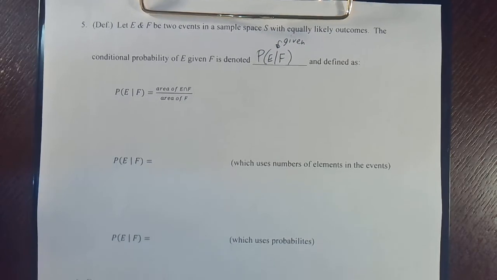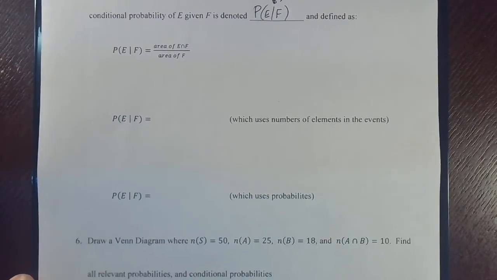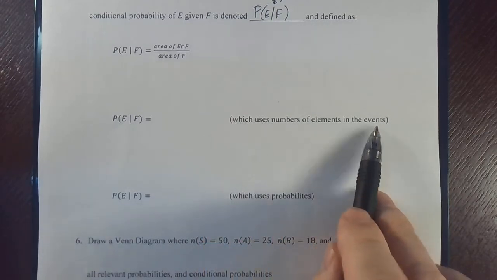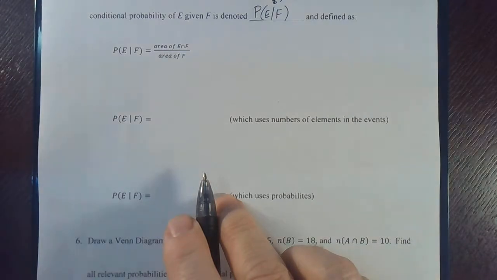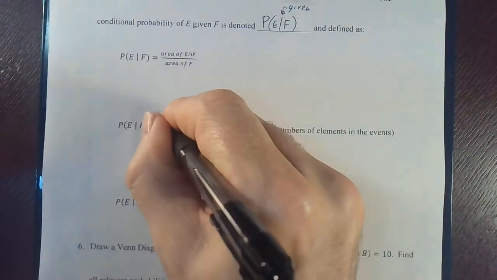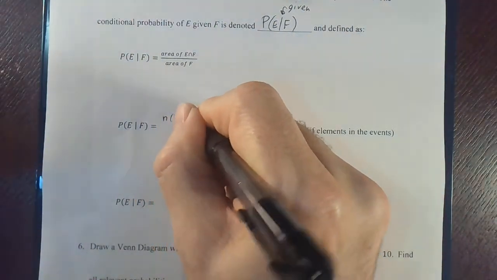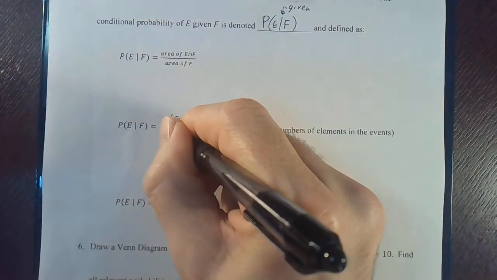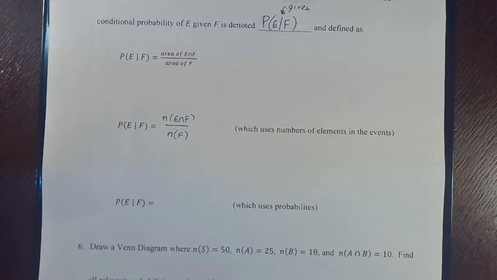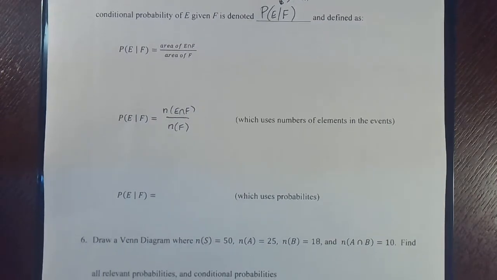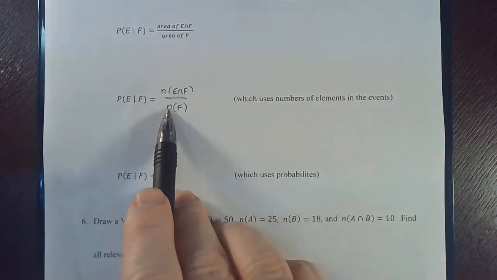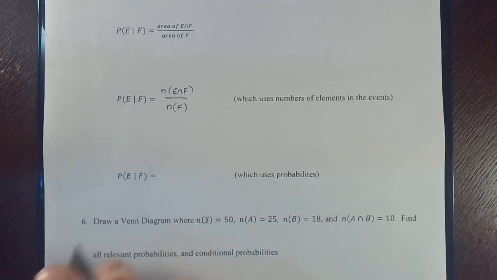All right, so let's come up with two other ways of writing that. This one is going to use the number of elements in an event, so the little n. Well, I'm going to say the number of elements in E intersection F over the number of elements in F. That's one of the formulas you should memorize. Very similar to that is a formula using probabilities. You can replace that little n with capital P for the probability.